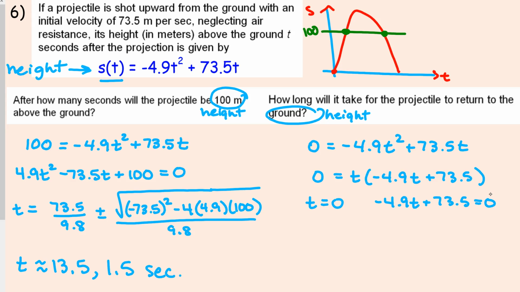So t equals 0 would be the moment when it starts. So we don't want that time, we want the other time. Let's subtract 73.5 from both sides, and then divide both sides by negative 4.9. And let's see what that is. 73.5 divided by 4.9 is 15. So that tells us that at time 15 seconds, it has reached the ground again.